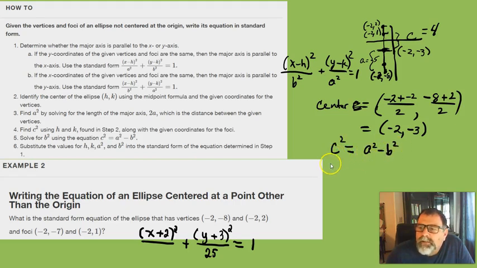Well, c squared is 16. a squared is, what was a? 5. 5 squared is 25. So we're going to subtract 25, which gets us 9. Well, it gets us negative 9. And then b squared is, you divide both sides by negative 1. So b squared is 9. And then we're done. That's our solution there.